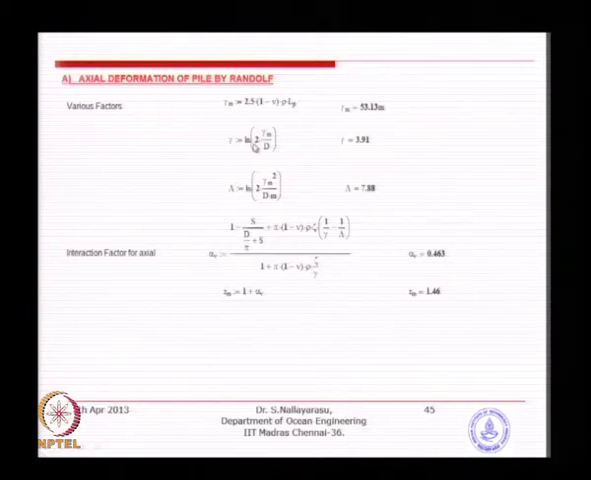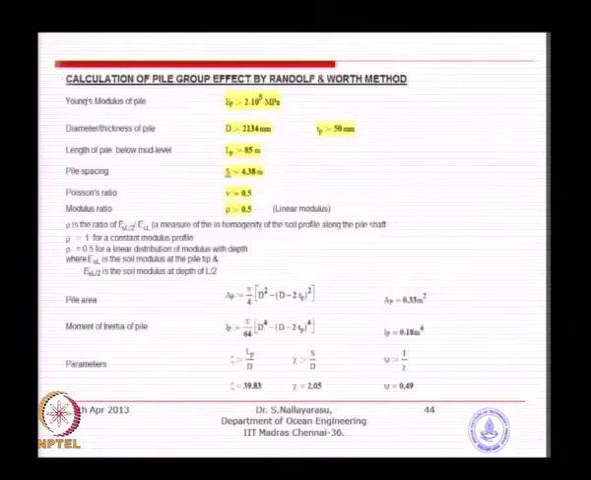And these are the various factors involved in the calculation of alpha v. So, you see here the alpha v comes out to be 1.46, about 1.5. So, there is a 50% increase in the axial deflection, because the spacing is only 2 diameters. If you go to 3 diameters, you may find that this comes down to 1.1.